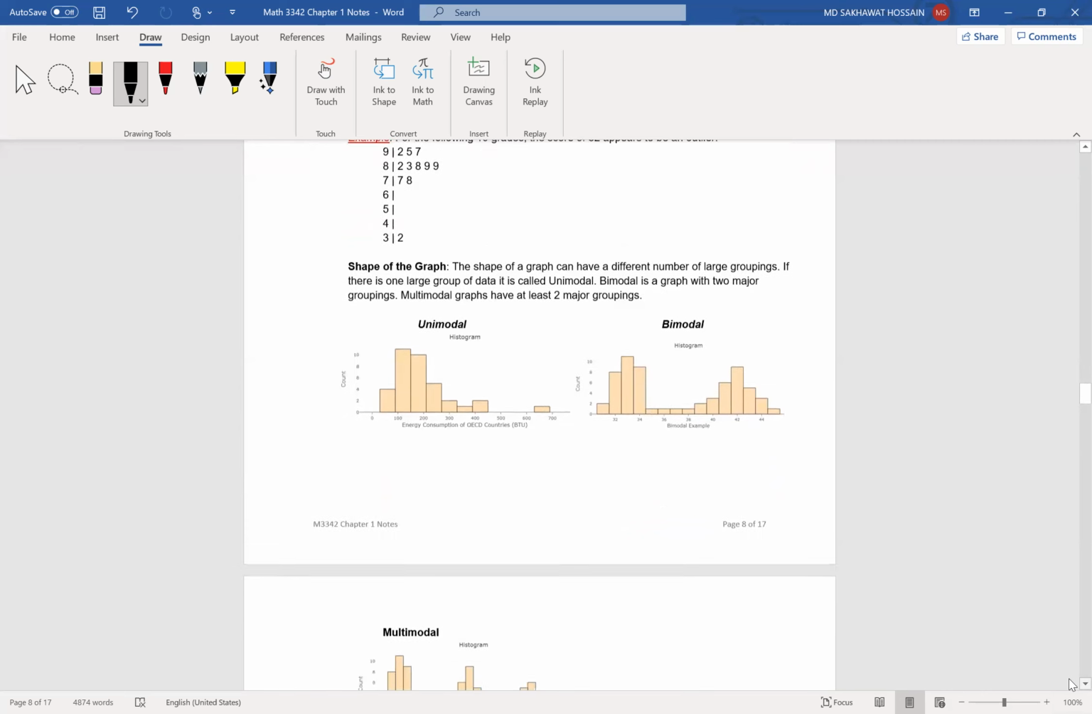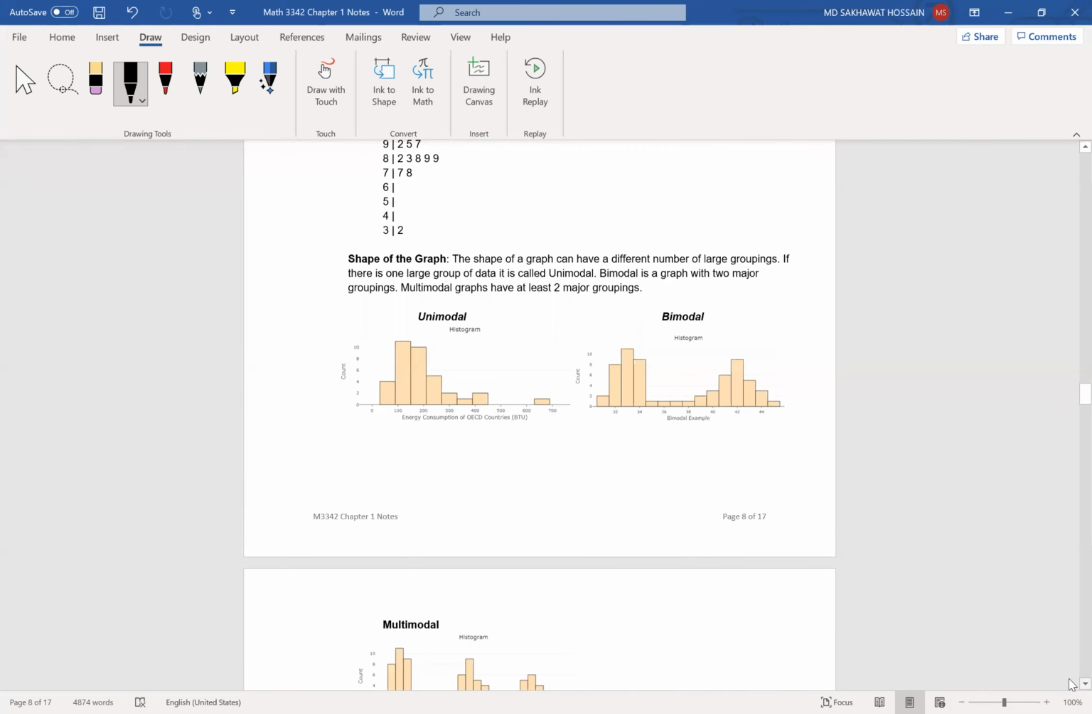Then, the shape of the graph. If you have quantitative data and you construct a histogram or a stem-and-leaf plot, looking at the graphical representation of the data, you can get an idea about the shape of the graph. We have two histograms here. If you look at the first histogram, you can see it has just one mode. That means it has just one peak. So this is called unimodal.